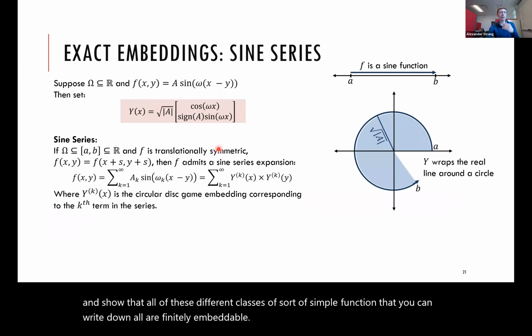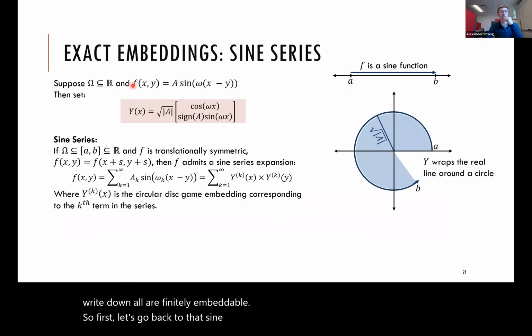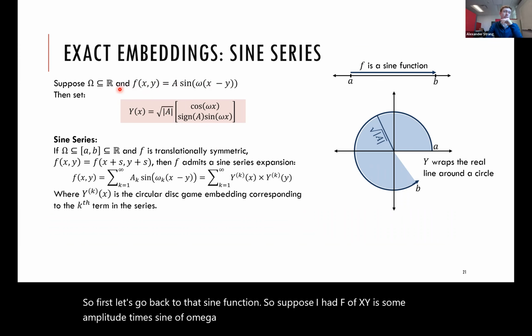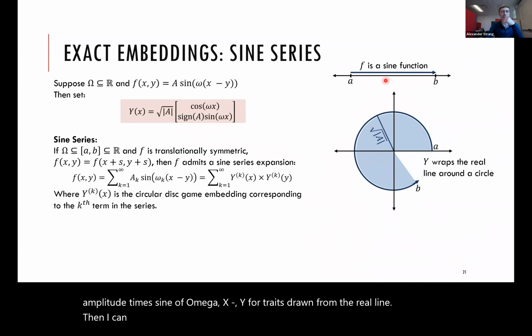So first, let's go back to that sine function. Suppose I had f of x, y is some amplitude times sine of omega times x minus y, for traits drawn from the real line. Then I can always find an exact embedding of this function.